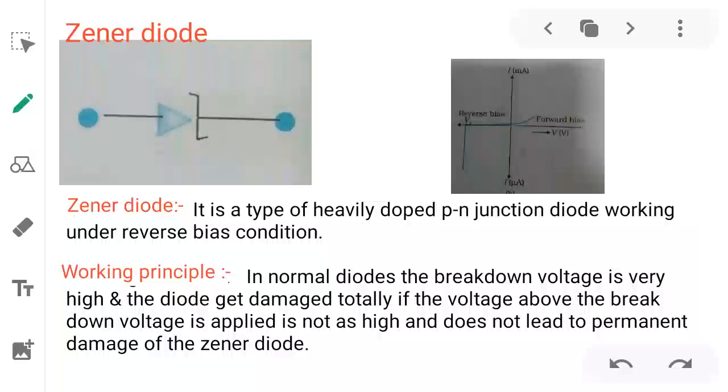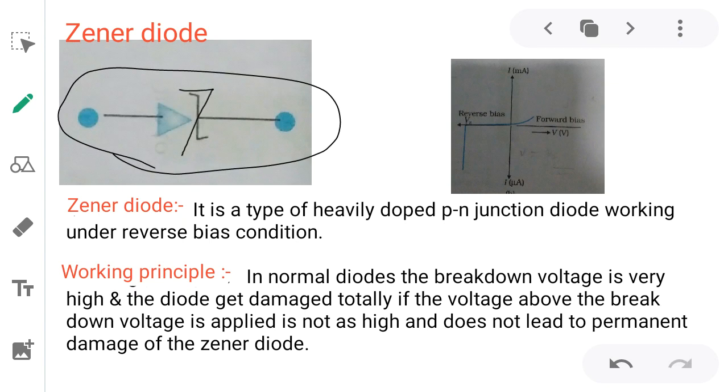Fine. Next important type of the diode is Zener diode. It's a symbolic representation of the Zener diode in the Z form. In the normal diode, there was a bar on the N side; here they used it in the Z form as the Zener diode. Definition of the Zener diode: it is a type of a heavily doped p-n junction diode working under the reverse bias condition.